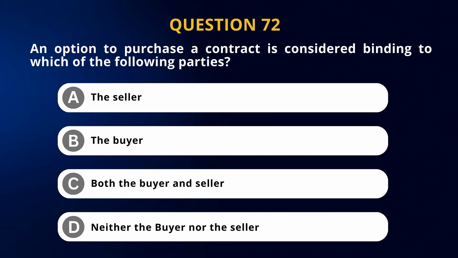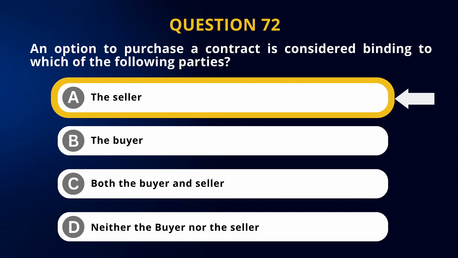Question number 72. An option to purchase a contract is considered binding to which of the following parties? Letter A, the seller. Letter B, the buyer. Letter C, both the buyer and seller. Letter D, neither the buyer nor the seller. And the answer is letter A, the seller. So the seller in an option contract is also known as the optionor.